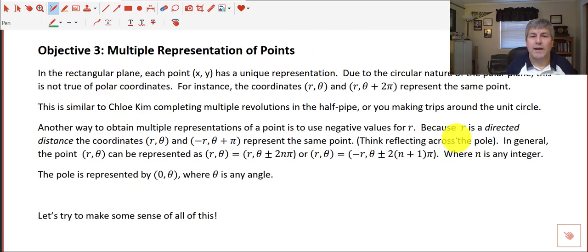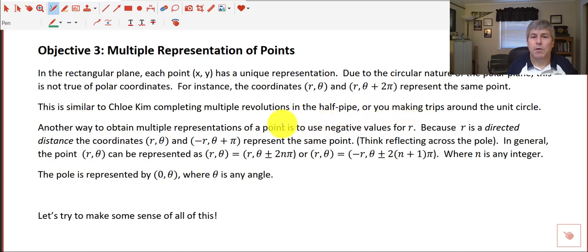In the rectangular plane, each x and y has a unique representation, but in the polar plane, because of its circular nature, there can be multiple representations. (r, theta) and (r, theta plus 2 pi) can represent the same point. So that's another loop around the polar plane. Similar to Chloe Kim doing multiple revolutions in her half pipe. She does 720s and 900s and 1080s, 2 loops, 2.5 loops, 3 loops. We can do the same thing around the polar plane.